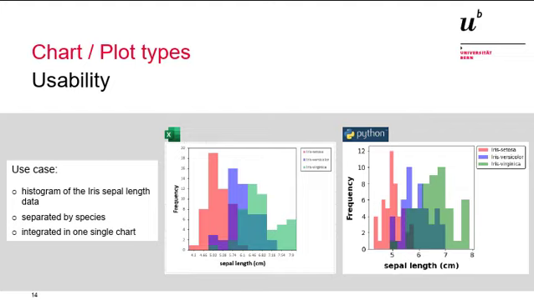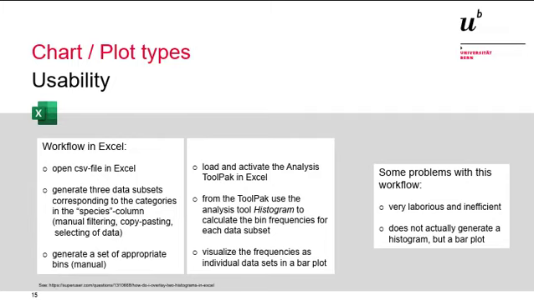And I will give you a short description of what I did to make it work in Excel, and I will also tell you where the problem is. So again, you need to open the file in Excel, and then to do these 3 data subsets manually with filtering, copy pasting, and selecting of data. And then, because you cannot plot 3 histograms in one single chart, you need to generate a set of appropriate bins manually. So you basically make a bar plot that you plot then in Excel. And in order to make a bar plot that is also a histogram, you need to manually generate the bins.